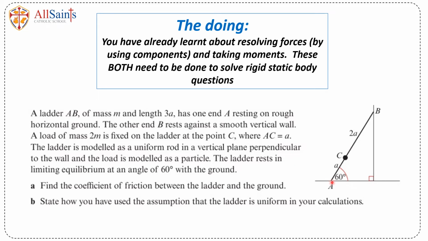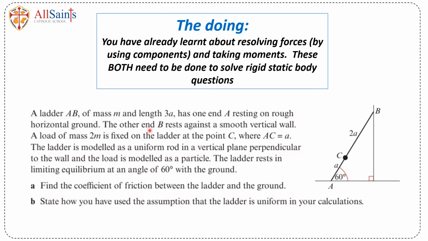We have a ladder AB of mass M, and its length is 3a. End A is resting on rough horizontal ground, so you need to think about the forces there. Anytime a body is in contact with a surface, we're expecting a normal reaction. Think about which way the ladder wants to slide at the bottom and which way the frictional force will go. So there should be two forces acting at this point.